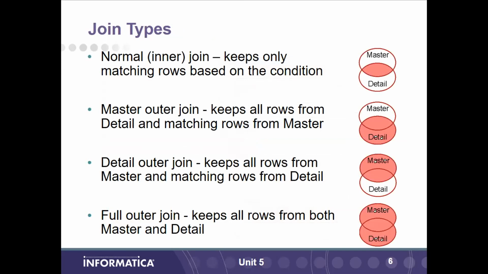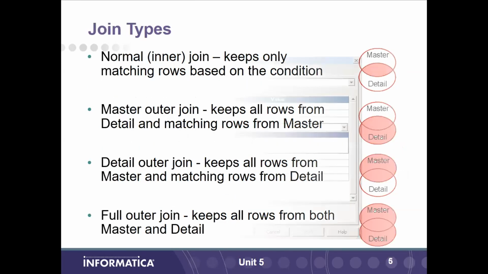No, Chaitanya. So as I mentioned, a normal join means you only get the records based on the condition. Master outer join keeps all the rows from the detail; when I'm saying master, just think of the detail. You'll get all the records from the detail, and only matching records from the master. When I'm saying detail outer join, it's only matching records from the detail table and all the records from the master. And for the full outer join, all the records.